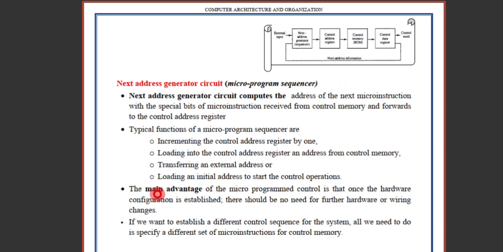Hello viewers, in this video we have learned about control memory and microprogrammed control organization.